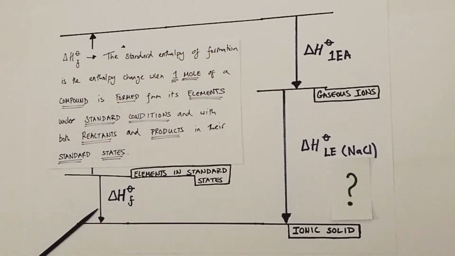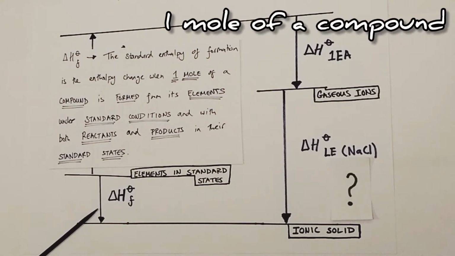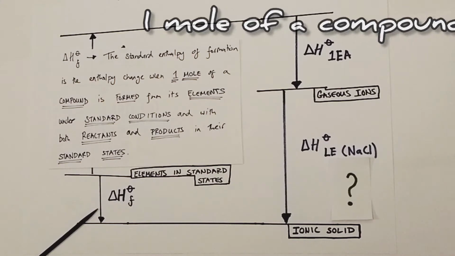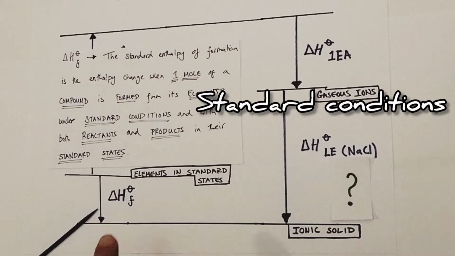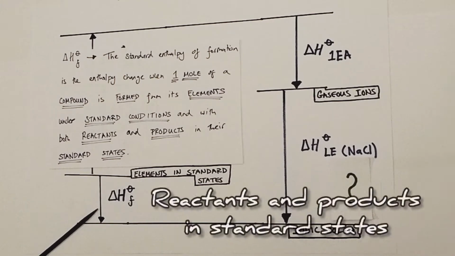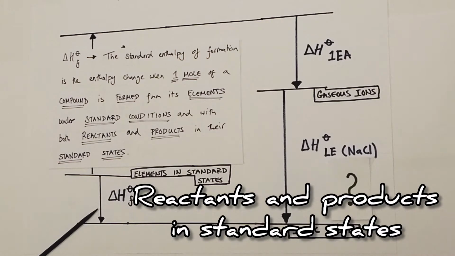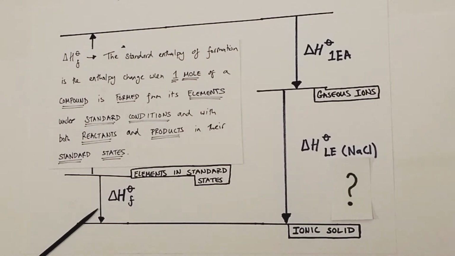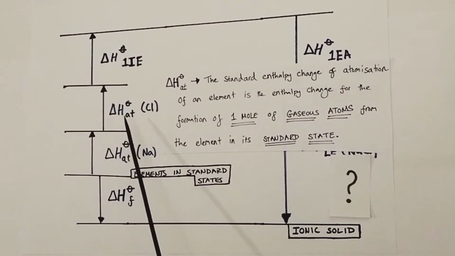So, delta H theta F is the standard enthalpy of formation. It's the enthalpy change when 1 mole of a compound is formed from its elements under standard conditions, which is what the theta symbol is telling us. That's 298 Kelvin and 1 atmospheric pressure, with both reactants and products in their standard state. So elements in their standard states going to a compound in its standard state as well, as it's found at room temperature and pressure.